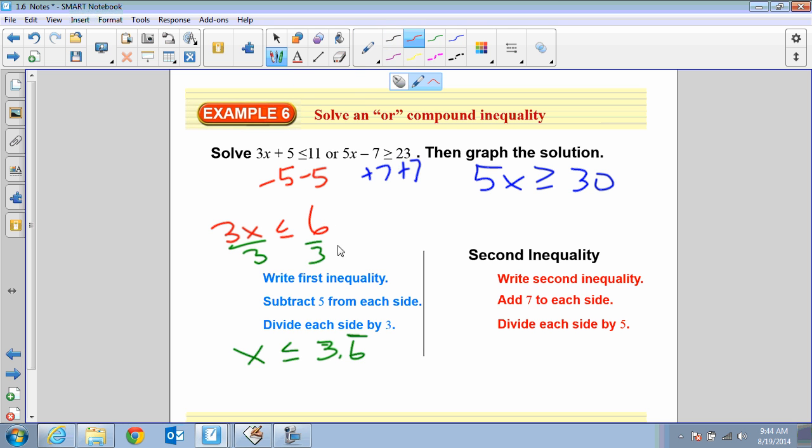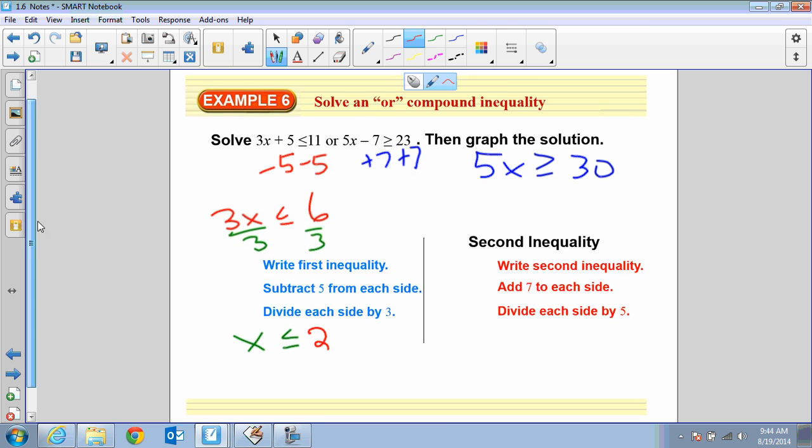11 minus 5 is 6. 6 divided by 3 is 2. So that should be x is less than or equal to 2. Sorry about that. Okay. Fixing mistakes. All right, so you add 7 to this one, you get 30. Then we're going to divide by 5, and we get x is greater than or equal to 6.